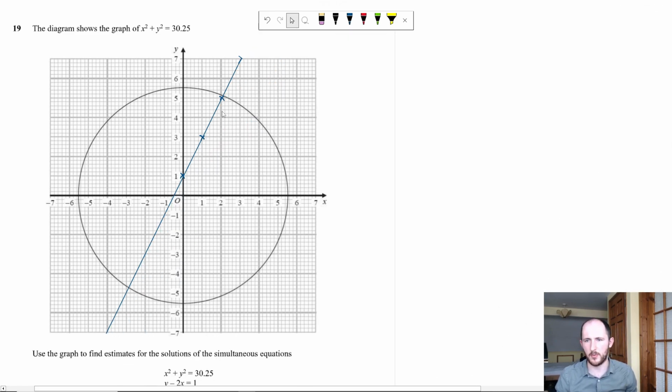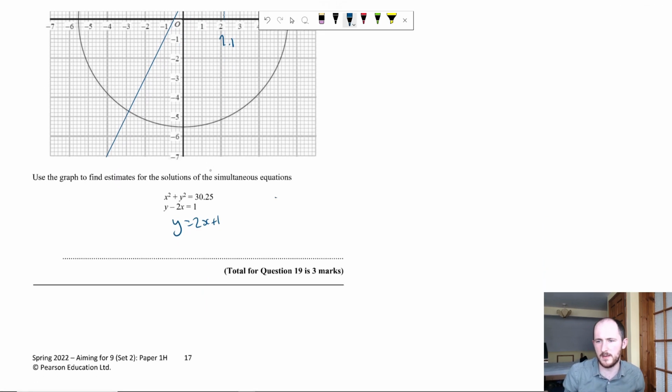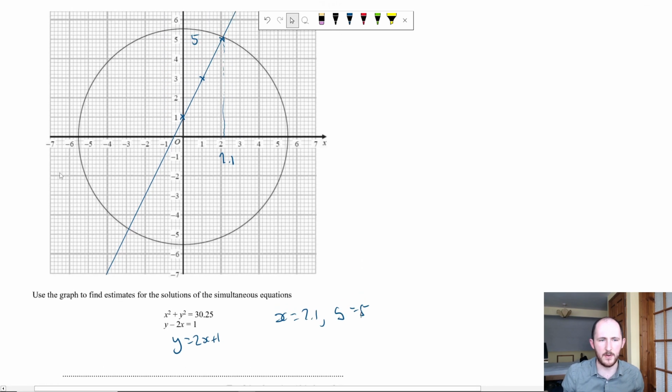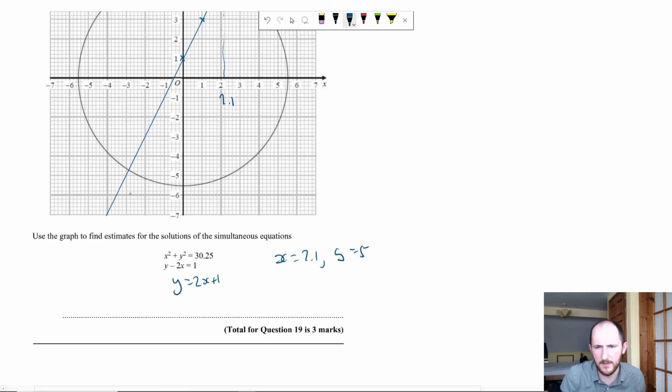And all we're doing is looking at the points where it intersects. So we have this coordinate here, which is 2.1, and let's call it 5. So one value is x equals 2.1, y equals 5, and it gives you a range of 2 to 2.2 and 5 to 5.2, so that's fine. And then we have this one over here, that is, I'm going to call it negative 4.9, 4.8 even.